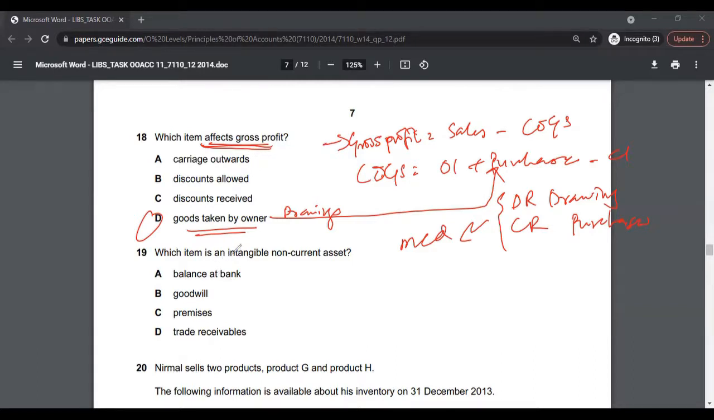Multiple choice 19, which item is an intangible non-current asset? And that's goodwill. That's intangible, goodwill. So the answer to multiple choice 19 is option B.